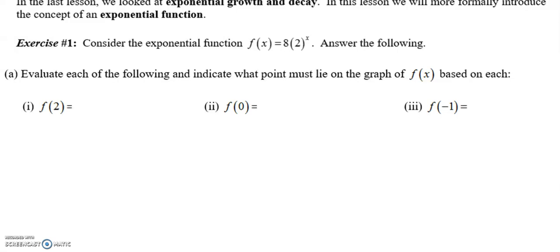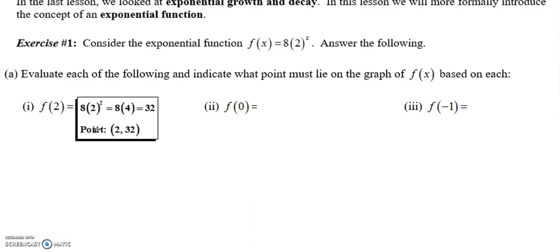Alright, let's see how you did. So for part i right here, did you end up with 2, 32? Because notice it wants you to find at what point. So remember, that is your input value, and here is your output value. You should have gotten 32 because you put 2 in there. 2 squared is 4. 8 times 4, hopefully pretty easy.